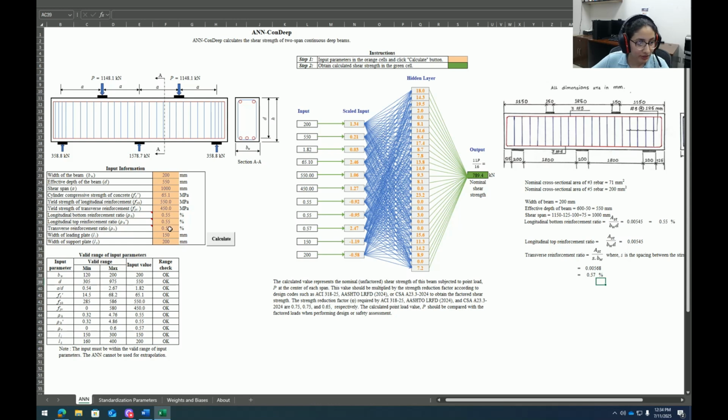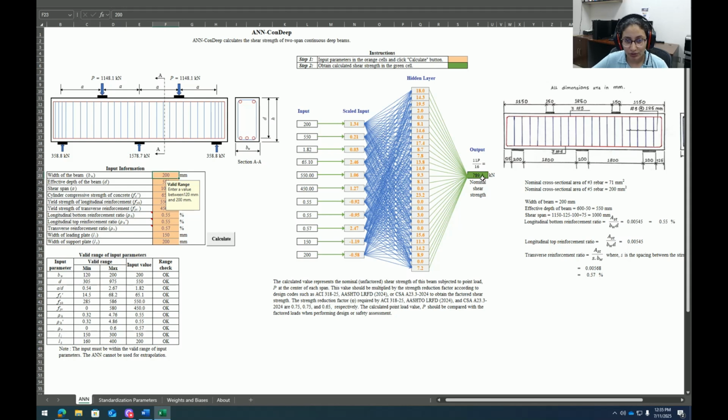0.55, 0.55 and 0.57. Once the values are all provided here, we need to make sure these values are within the valid ranges provided here. That is done by this range check section, which makes sure the values are within the ranges. And once this is done, we can click this calculate button here, and our output will be provided in this green cell. This is our nominal shear strength. We need to multiply this value with the strength reduction factor to get the factored shear strength.